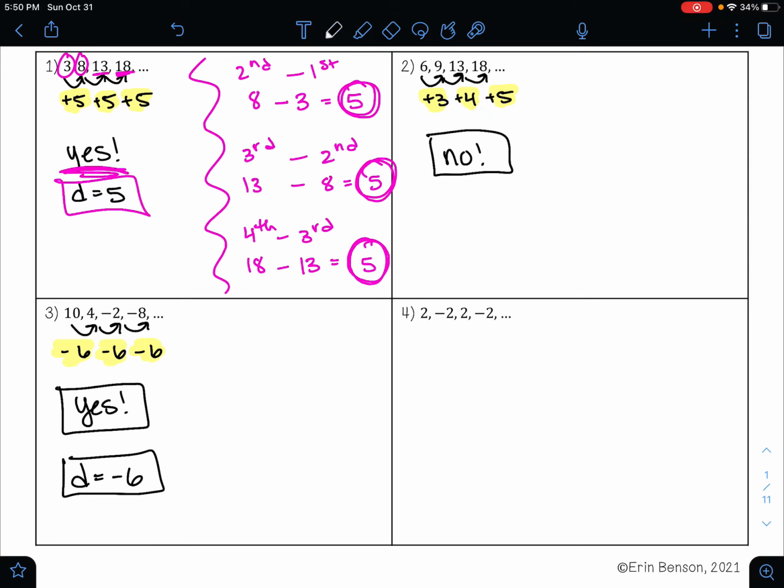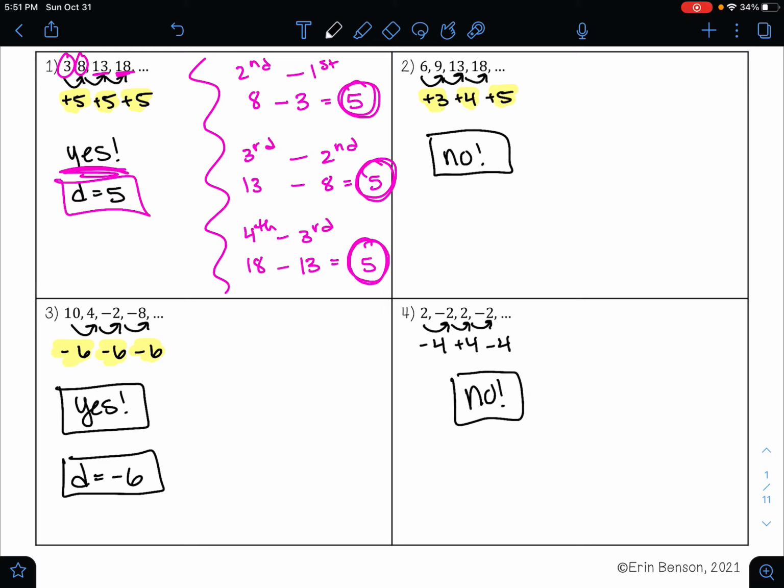For example 4, to go from 2 to negative 2, I subtract 4. To go from negative 2 to positive 2, I add 4. To go from 2 to negative 2, I subtract 4. Here I definitely have a pattern, but I'm not adding or subtracting the same number every time. It either needs to be all adding or all subtracting. Because I alternate subtract, add, subtract, it's not the same. So this one is not arithmetic.